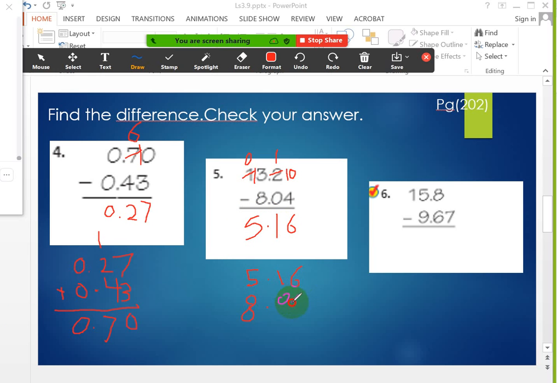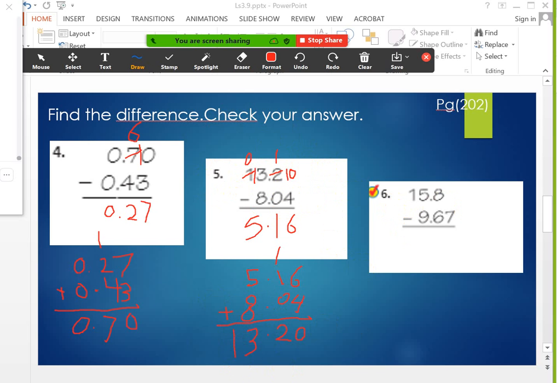8.4 hundredths. Let's see the answer. 6 plus 4 equals 10. I will put 0 here and 1 above the tens. 1 plus 1 equals 2. 2 plus 0 equals 2. 5 plus 8 equals 13. So look, the answer equals the same number here. That means my answer is correct.